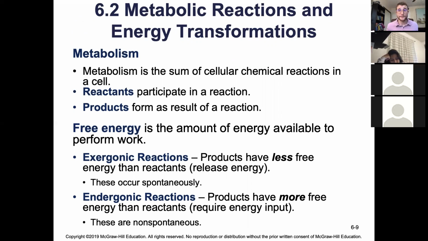Let's talk about metabolism. I'm sure you've heard of slow metabolism and fast metabolism. Well, metabolism is a much broader term that really just means the sum of reactions, the total sum of a chain of reactions. Just like a chemical formula, we have reactants and products.